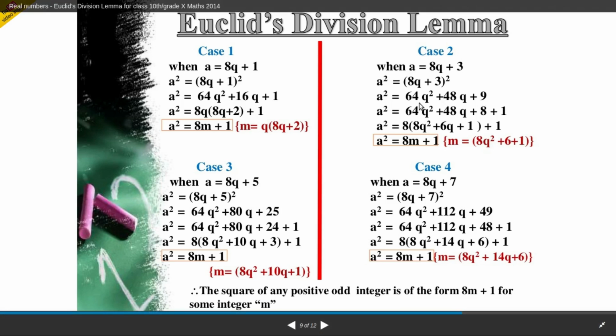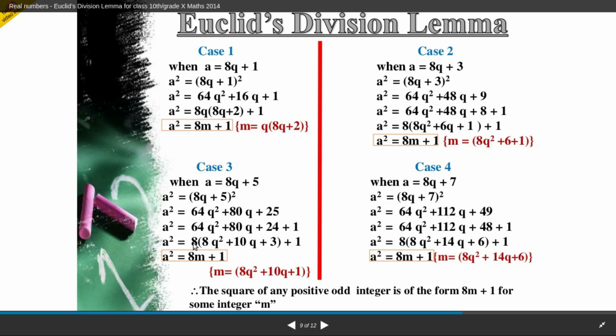Again same, just split it into 8 plus 1. Now take 8 as common from these three. I will take 8 outside and then this whole expression will be taken as m. So what we get? 8m plus 1. So this is what we need to prove, that the square of any odd integer is of the form 8m plus 1. Similarly case 3, again square it, take 1 from whatever number you get here. Okay, 25 is here. If I take 1 from this number, what will remain? 24.